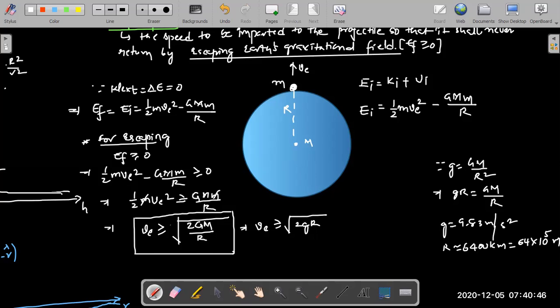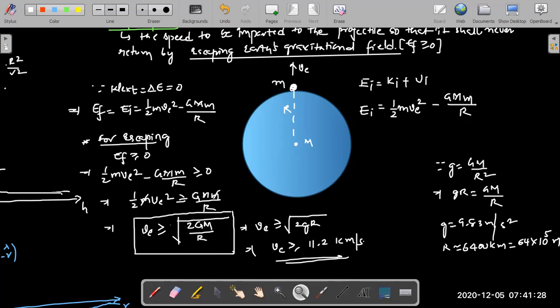So if you substitute everything, the value of V_e will be 11.2 kilometers per second. Understood? So if you throw it with exactly roughly 11.2, then it will reach infinity with zero final speed. That means it will reach infinity, and the potential energy will become zero. If you give a speed greater than this, then it will reach infinity with some excess kinetic energy. Understood? Yes, sir.